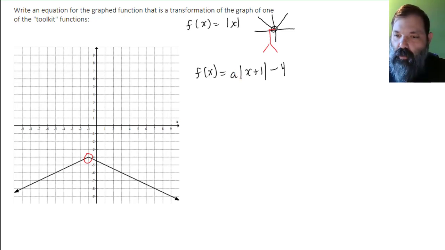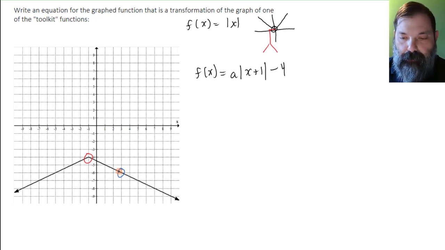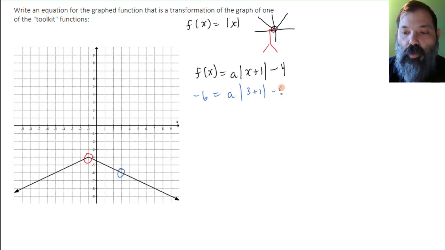So let's find another nice point on the curve. Let's see. I see the point 3, -6. I'll use that point. All right, so letting x equal 3 and -6 replace f of x. -6 is equal to a times the absolute value of 3 plus 1, and subtract 4. The absolute value of 3 plus 1, well, 3 plus 1 is 4, and the absolute value of 4 is 4. So I have -6 is equal to a times 4, subtract 4.